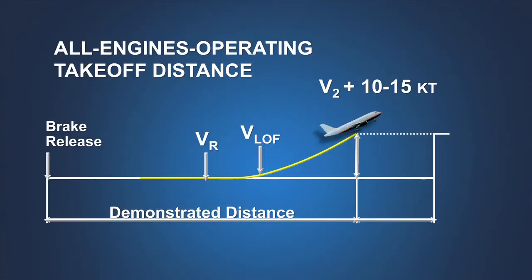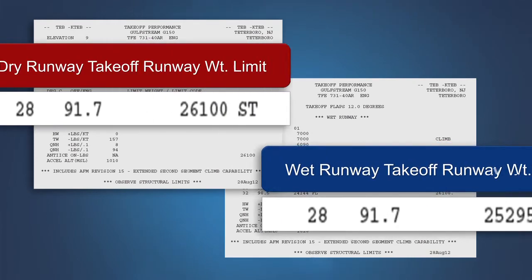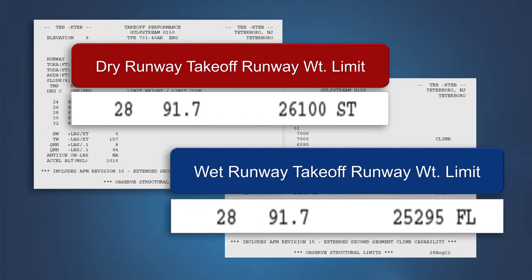Note that the all engines operating takeoff distance for a wet runway remains unchanged from that for a dry runway. The all engines operating takeoff distance screen height for a wet runway remains at 35 feet and still must include the 15% margin. In most cases, the maximum allowable takeoff weight on a wet runway will remain less than the allowable weight on a dry runway, even though the wet runway case includes credit for available reverse thrust and reduced screen height. However, there are exceptions.